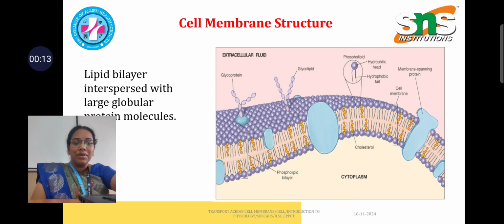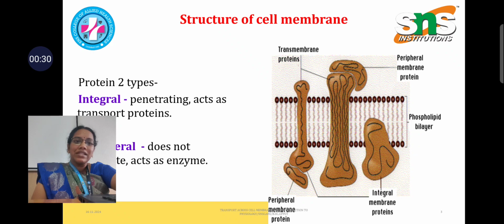So what is a cell membrane? The cell membrane is a structural covering of a cell which is made up of a lipid bilayer. You can see in this image the bilayer of lipids, which is mentioned in violet color, embedded with some proteins, which is mentioned in blue color. The structure of a cell membrane is composed of proteins as well as lipids.